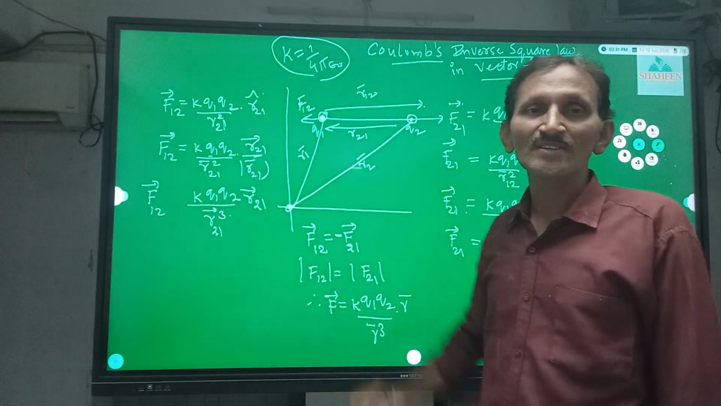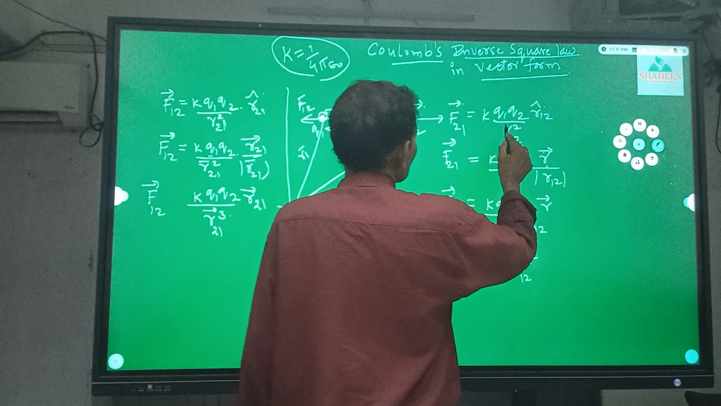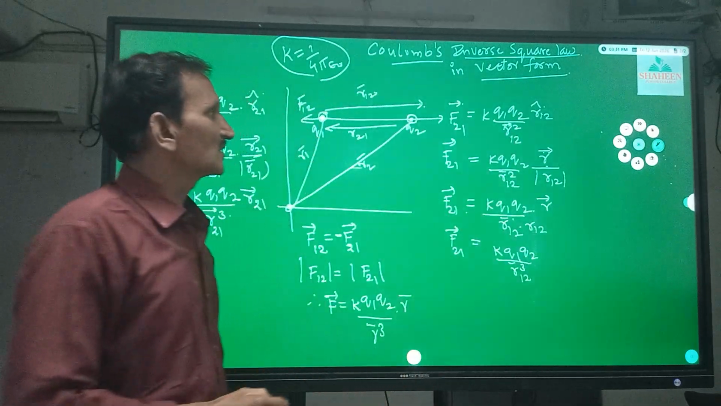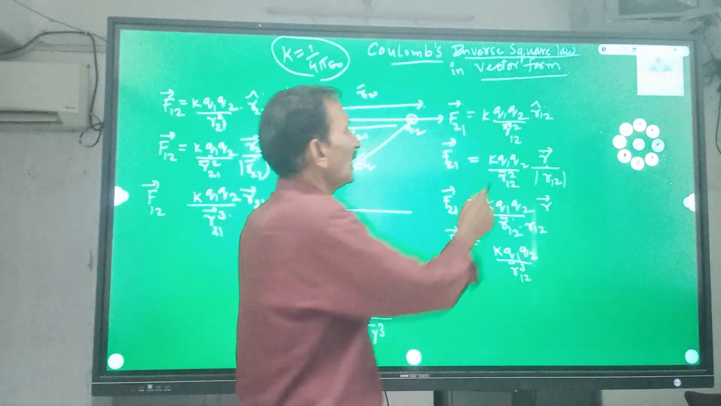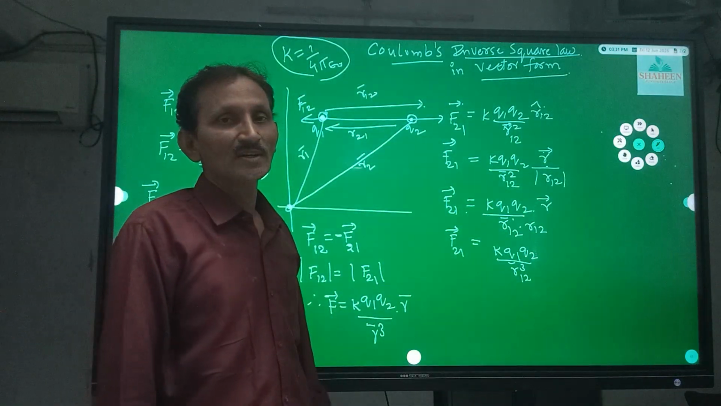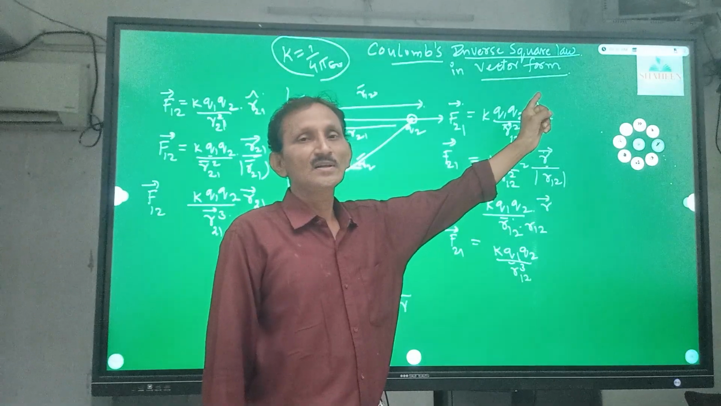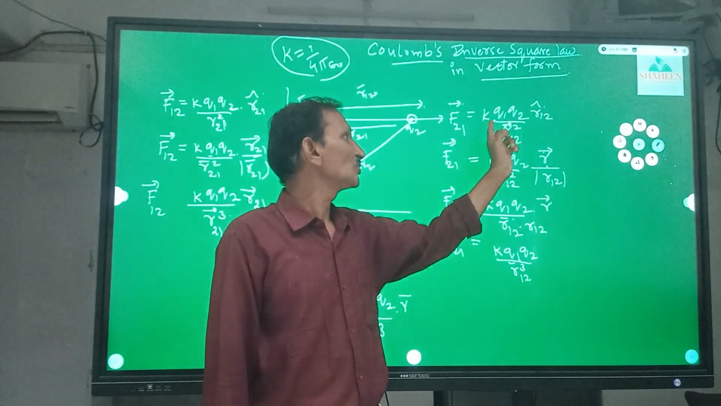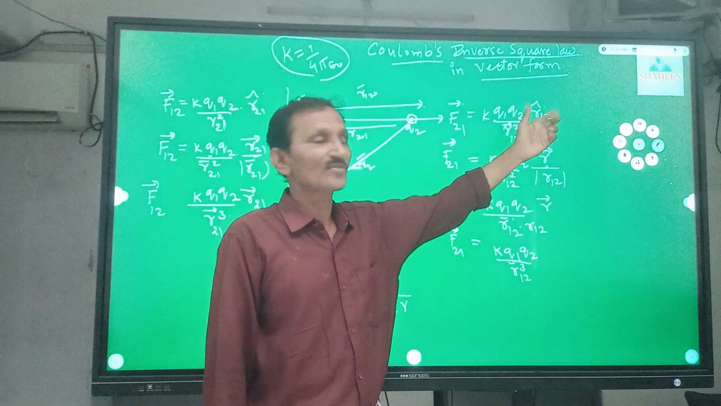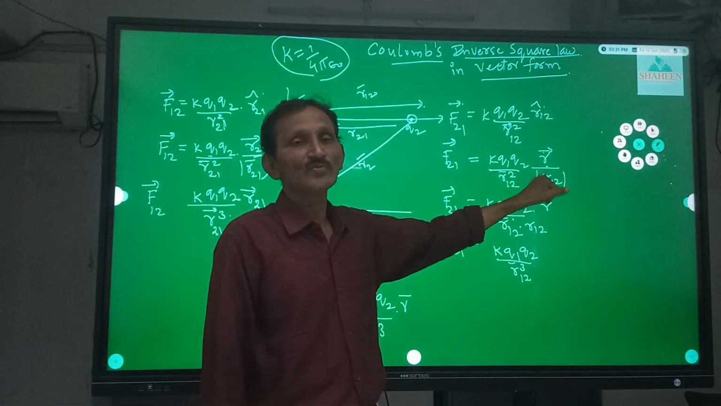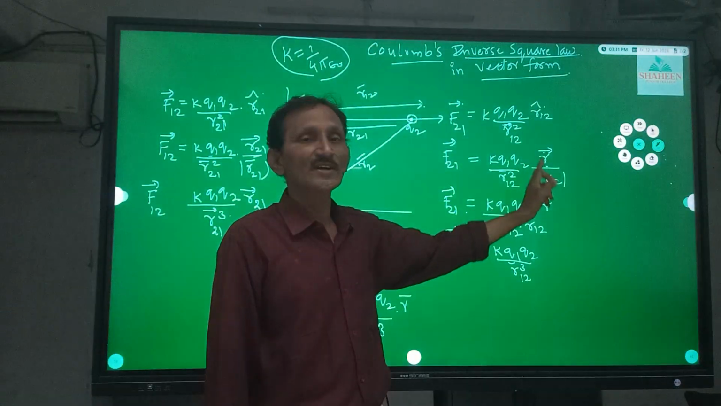Now K Q1 Q2 by R squared, where R is the distance, is the magnitude, and we also take a direction. You know how to take the direction with the help of R cap. R cap is considered the direction, so this vector has magnitude and direction. To express the direction in vector form, we take the vector divided by its magnitude, which is a unit vector.